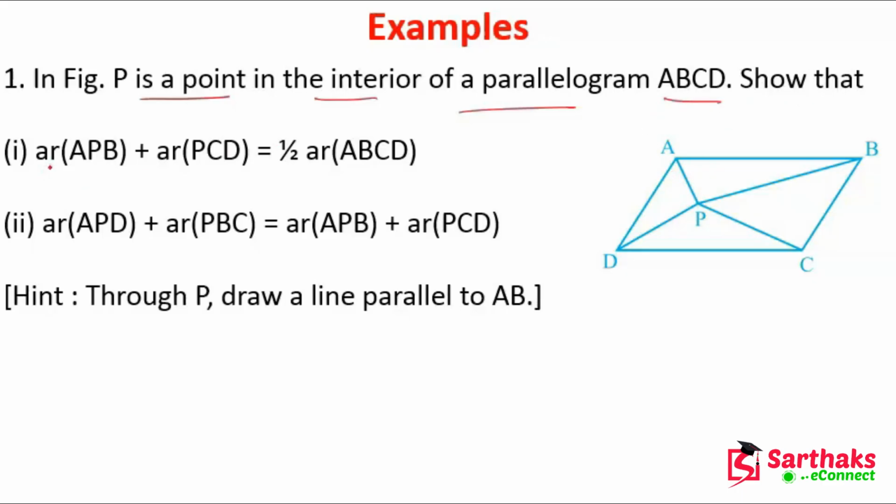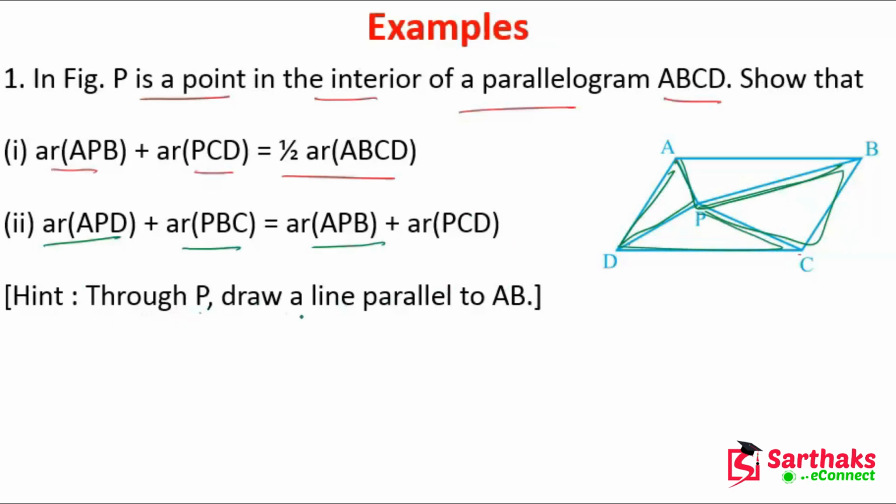Now show that area of triangle APB plus area of triangle PCD is equal to half of the area of parallelogram ABCD. And in the second part, area of triangle APD plus area of triangle PBC is equal to area of triangle APB plus area of triangle PCD. Okay. Now here we have a hint.